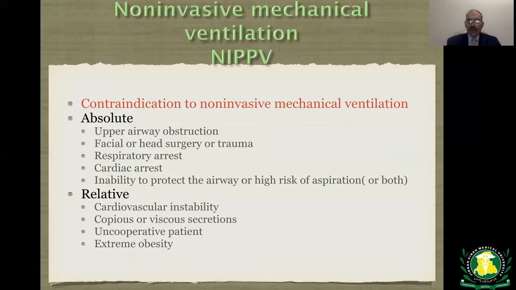Contraindications to non-invasive mechanical ventilation could be absolute and relative. Absolutes include upper airway obstruction, trauma to face, head surgery, respiratory arrest, cardiac arrest, inability to protect airway, or high risk of aspiration, such as patients who have repeated vomiting. Relative contraindications include cardiac instability, copious secretions, uncooperative patient.